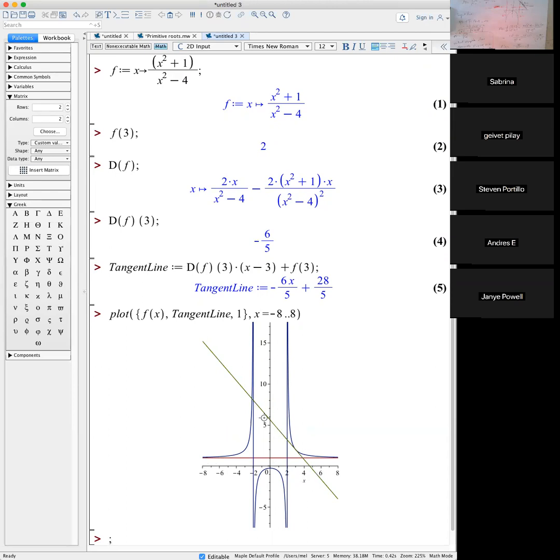And the green line is the tangent line. Okay. Really is very pretty. It's quite amazing what Maple can do with just a few simple commands. Okay. So let me stop the share. And we should be back on the screen.